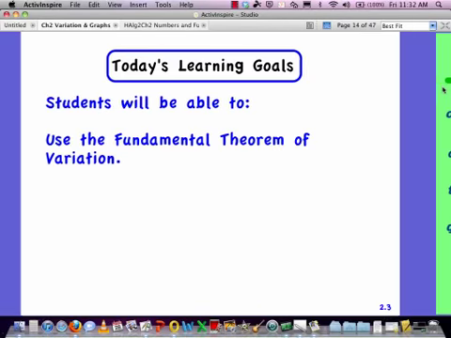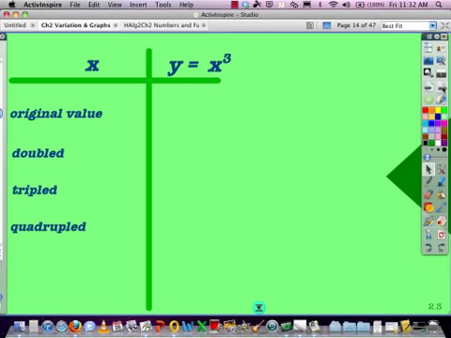So here's the first one. If you could copy it, and in that, you can see we have the original value. You're going to pick one, doubled, tripled, quadrupled value.